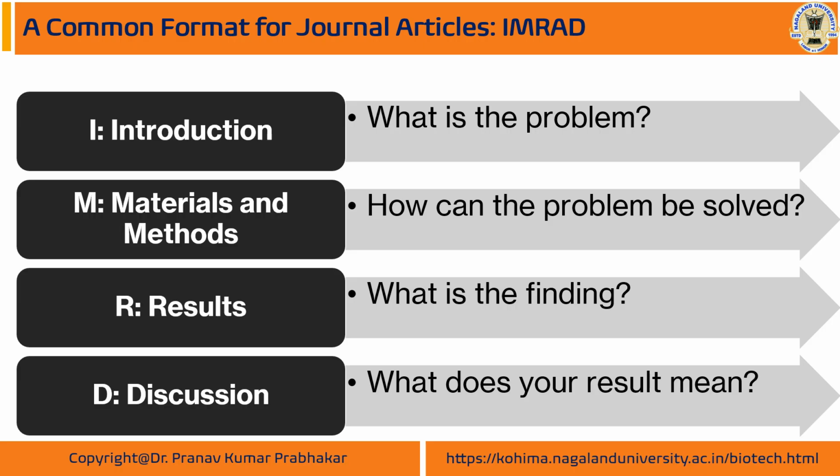And the last portion is discussion. So what does this result mean? What are the strengths and the weaknesses of your work? How does your finding fit into the previously published work? Is your finding statistically significant or non-significant? And lastly, the merits and demerits of your work. Normally, these things we talk about in the discussion section. So this is the brief structure of the original research article.